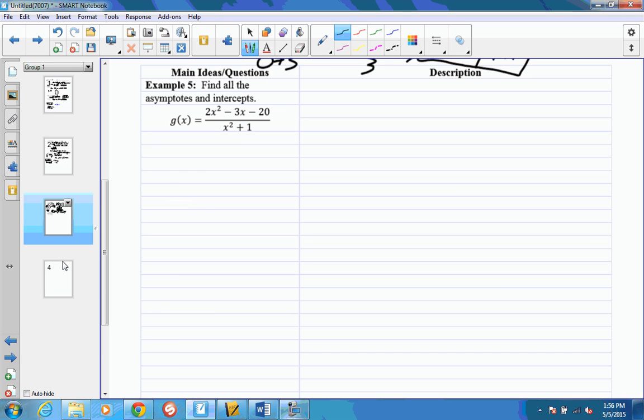Find all the asymptotes and intercepts, same thing. So give me horizontal and vertical, and also x-intercepts and y-intercepts. I want you to do this on your own, but before you do that, watch. Trent just asked a question about the vertical asymptotes. So you'll go back and do HA. I want to do VA real quick, okay?